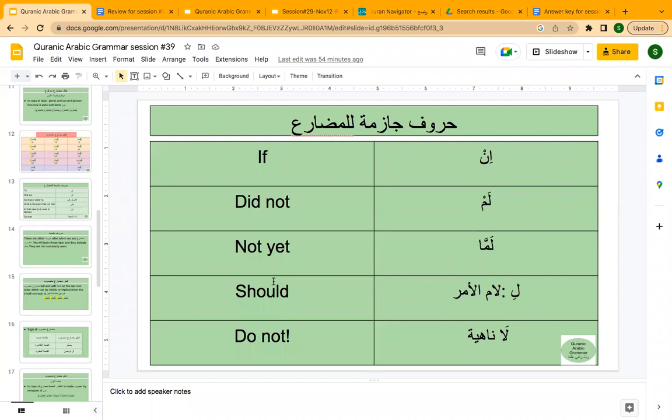And then the last one is la. After it, you also see mudare in majzoom status. And that la is la nahiya, which is la of forbidding. Because you will see la in the Quran. And after that, if you see a regular mudare, a marfu mudare, and it is not majzoom, that is not forbidding. That is just a simple negation. But this la has an amal. This la can do something. It can make the mudare after it majzoom, and it is la of forbidding.